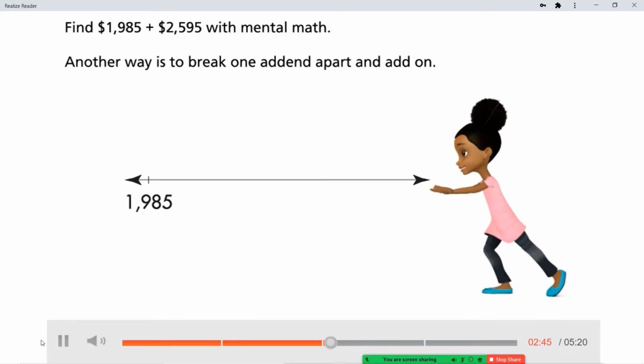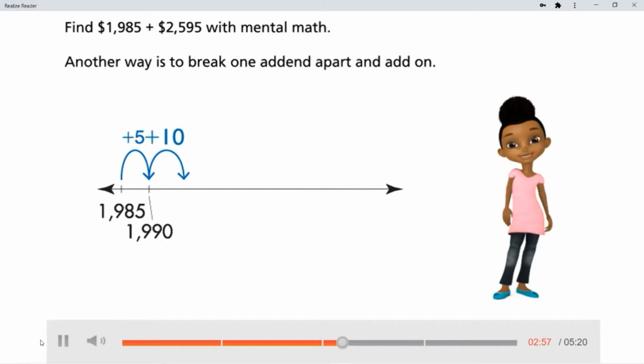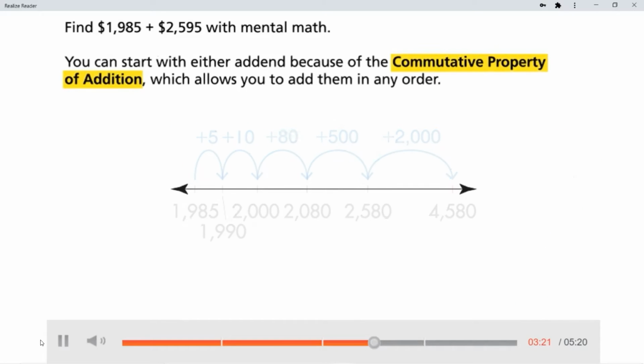Another way is to break one addend apart and add on. 1,985 plus 5 equals 1,990. 1,990 plus 10 equals 2,000. 2,000 plus 80 equals 2,080. 2,080 plus 500 equals 2,580. 2,580 plus 2,000 equals 4,580. You can start with either addend because of the commutative property of addition, which allows you to add them in any order.